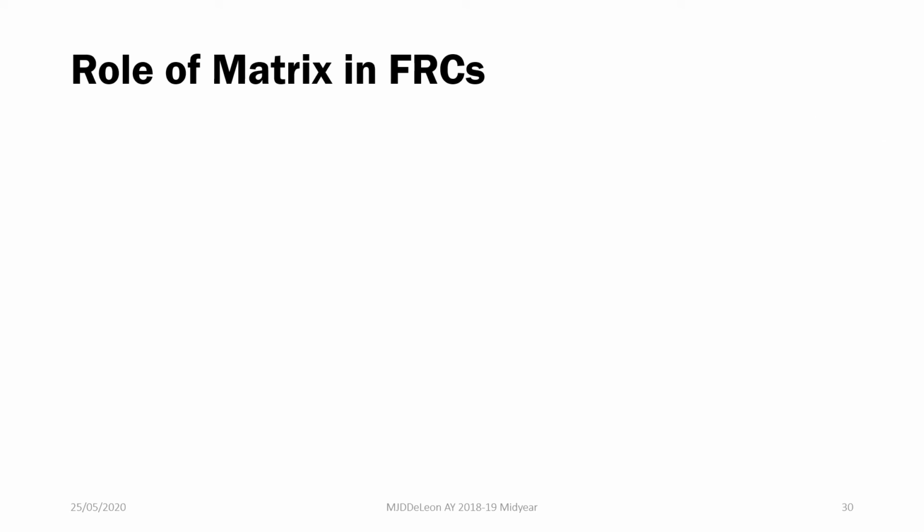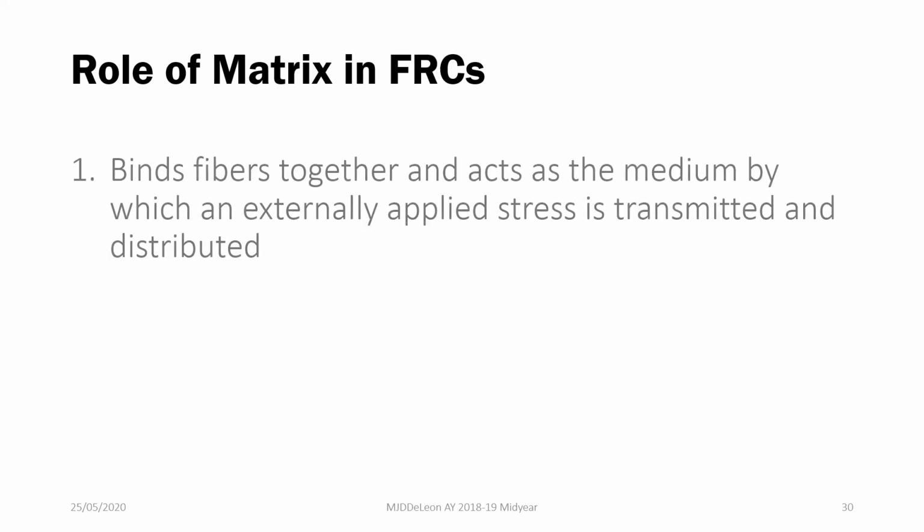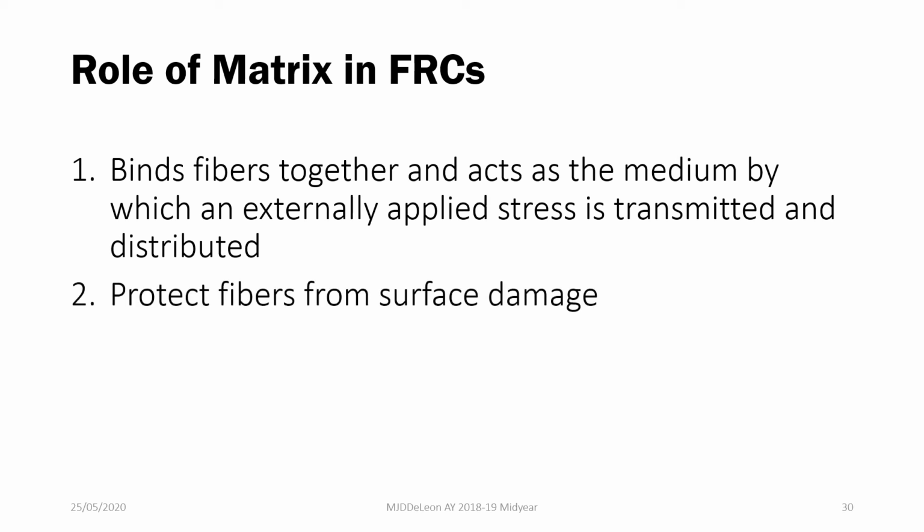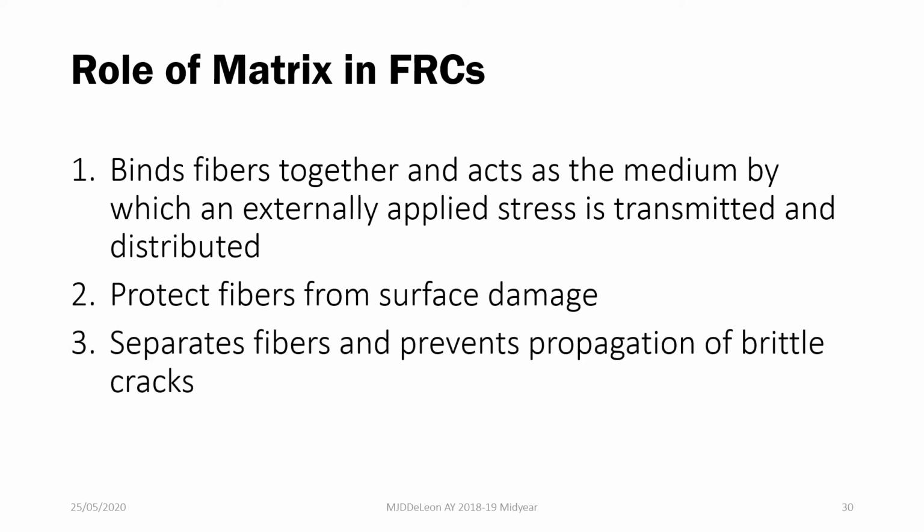So now let's look at the role of the matrix in our fiber reinforced composites. So the matrix serves to bind our fibers together and acts as the medium in which an externally applied stress is transmitted and distributed between our fibers. This also protects your fibers from surface damage and or corrosion. And this separates fibers from each other and prevents the propagation of brittle cracks from one fiber to another since may space tayo between our reinforcements.